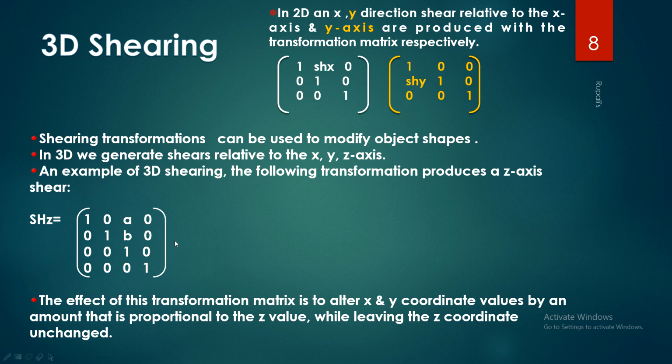So in case of z-axis shear it is 1 0 a 0, 0 1 b 0, 0 0 1 0, 0 0 0 1. The effect of this transformation matrix is to alter x and y coordinate values by an amount that is proportional to the z value while leaving the z coordinate unchanged.